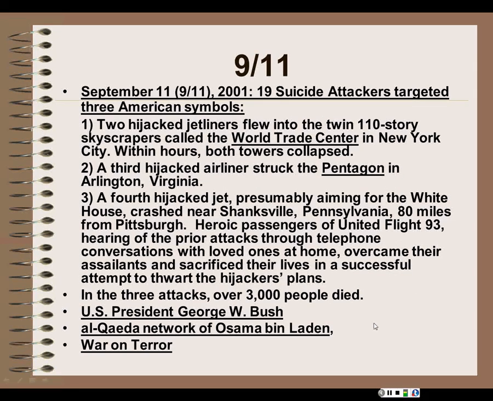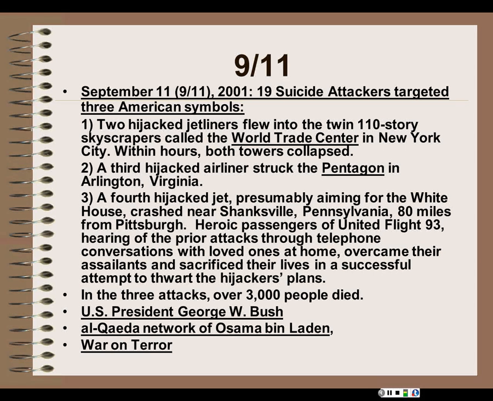Well, now all of these things are going to converge and intersect in 9/11 of 2001. 19 suicide attackers targeted 3 American symbols. 2 hijacked jetliners flew into the twin 110-story skyscrapers called the World Trade Center in New York, and as you know, within hours, both towers collapsed. A 3rd hijacked airliner struck the Pentagon in Arlington, Virginia, and a 4th hijacked jet, presumably aiming for the White House, crashed near Shanksville, Pennsylvania, 80 miles from Pittsburgh.